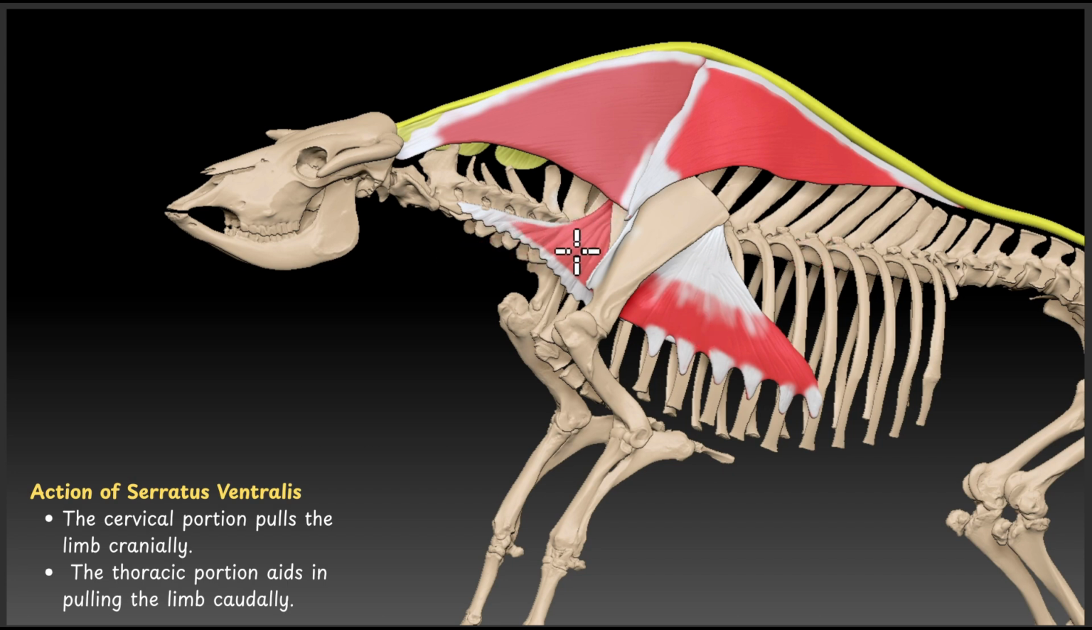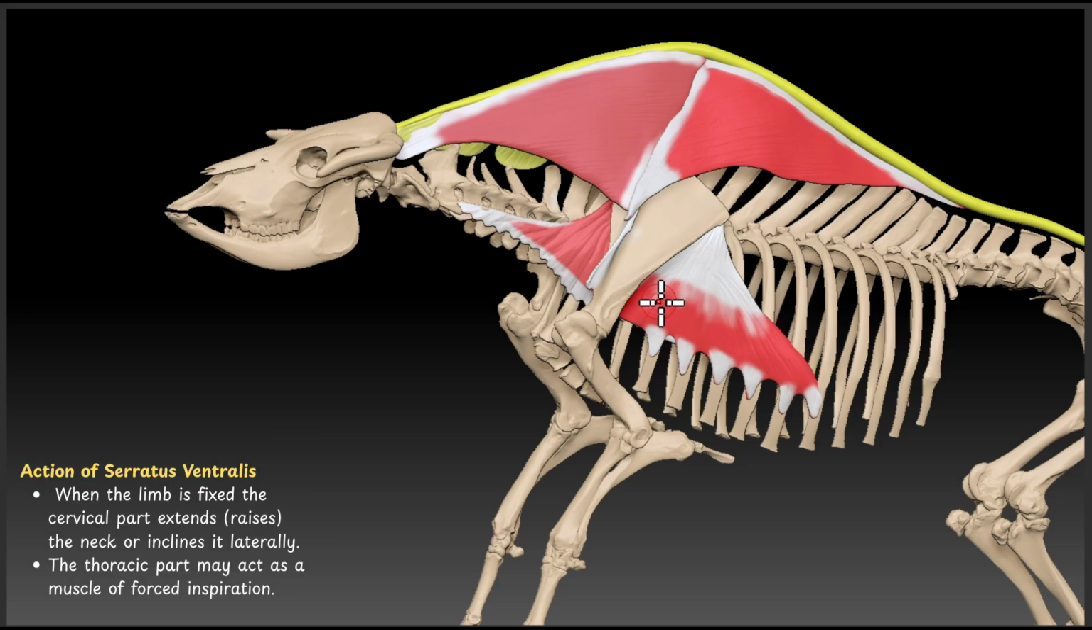This is the cervical portion. It will pull the limbs cranially. The thoracic part aids in pulling the limb caudally. When the limb is fixed, the cervical part extends and raises the neck or inclines it laterally. The thoracic part may act as a muscle of forced aspiration.